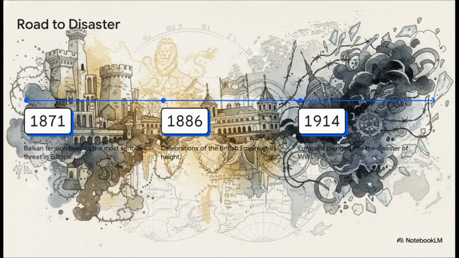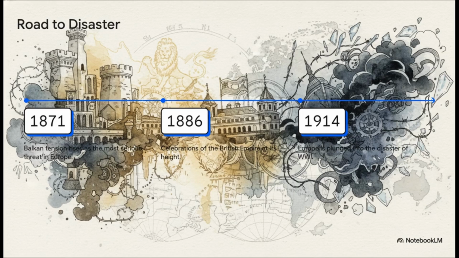Let's pivot for a second and look at an actual historical artifact that really reveals the imperialist mindset of this era. But first, let's anchor ourselves chronologically. In 1871, that Balkan tension officially rises up as the most serious threat in Europe. Fast forward a bit to 1886, right at the height of this global competition, and we see these grand, lavish celebrations of empire, like in Britain. And ultimately, this unbroken chain of events leads us directly to 1914, when Europe is completely plunged into disaster.